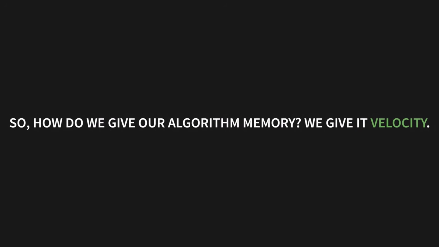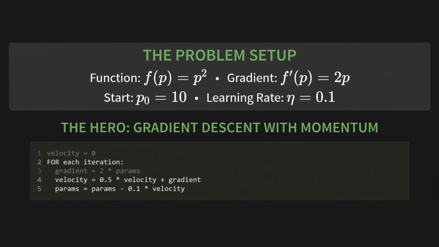So, how do we give our algorithm memory? We give it velocity. Imagine a ball rolling down a hill. It doesn't just stop and recalculate at every instant. No, it builds up momentum. It accelerates. And that brings us to our hero, gradient descent with momentum. Let's look at the logic. We initialize velocity at 0. Then, for each iteration, we calculate the gradient just like before. But here is the key change. We say velocity equals 0.5 times the old velocity plus the new gradient. Then we update our parameters using that velocity, not the raw gradient.